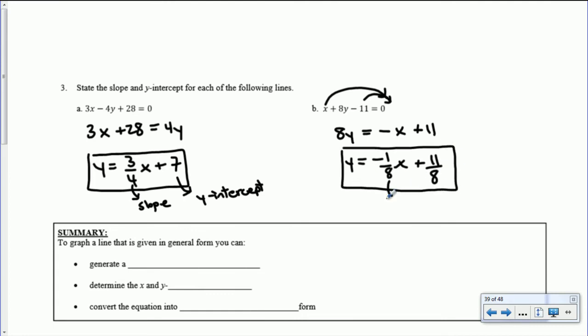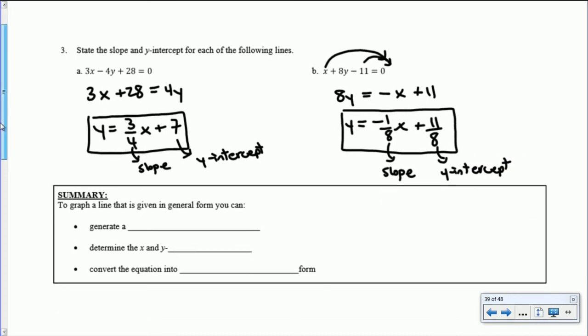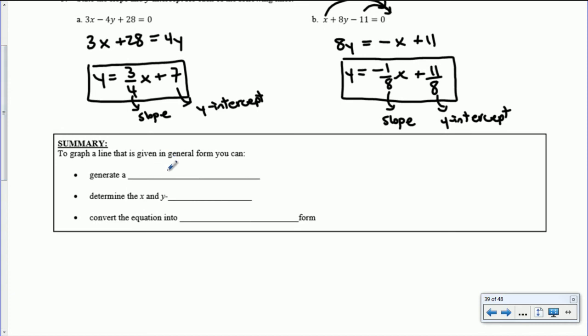So the slope for this line is negative 1 over 8, and the y-intercept is 11 over 8. Okay, so summary: to graph a line that is given in general form, what you can do is generate a table. So you could pick a bunch of random x values and then figure out what the corresponding y values are.